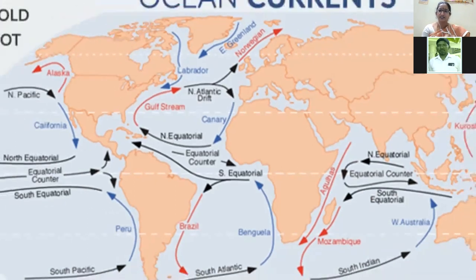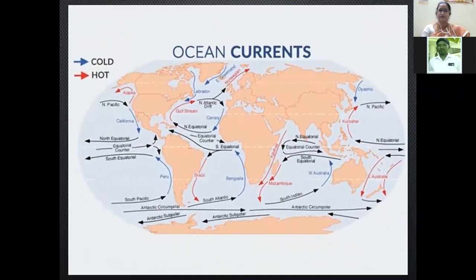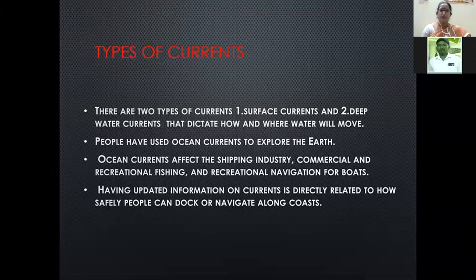On which factors are they affected, how are these ocean currents formed, what are the main causes or factors behind them? Now we are going to see in the next part what the main causes or factors are. Before that, the types of currents. Generally we may think of warm ocean currents and cool ocean currents. But there is one more classification in this.